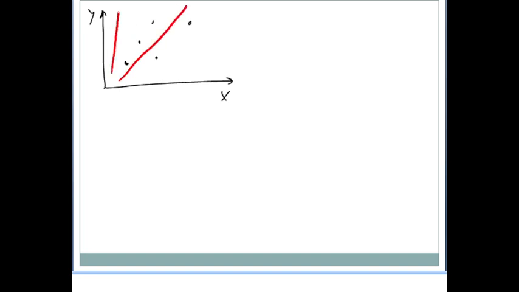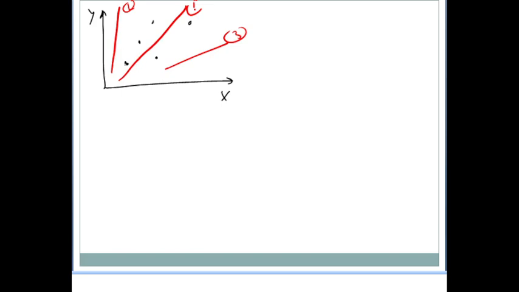Let's say this is the first line, this is the second line, and this is the third line. So which line will be the best fit line? The best fit line will be the line which will be closest to all the points. So here line number 1 will be the best fit line.